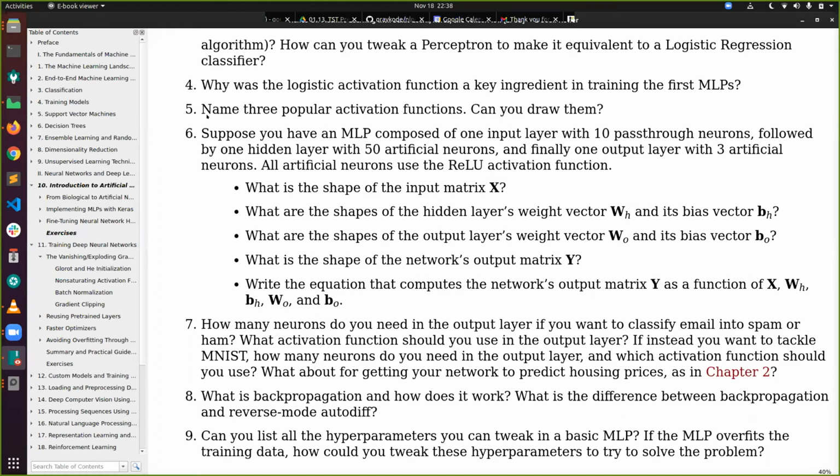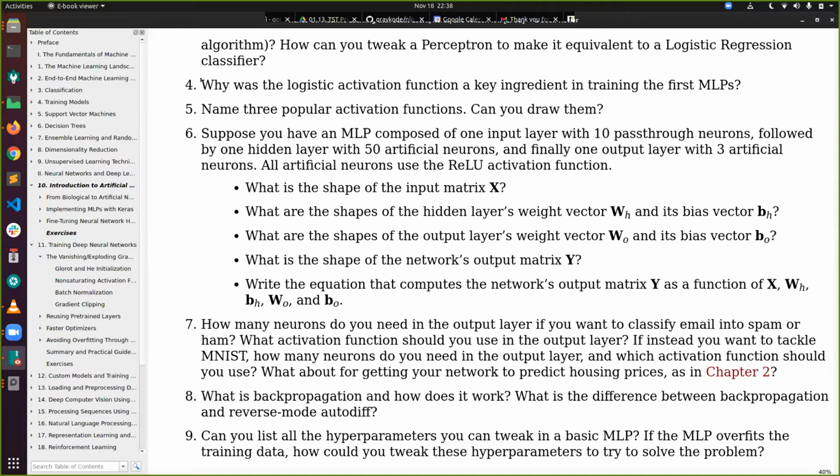I think we were on question 5. I think I may not have gotten that far, but yeah, that's fine. I'm sure we discussed question 4.